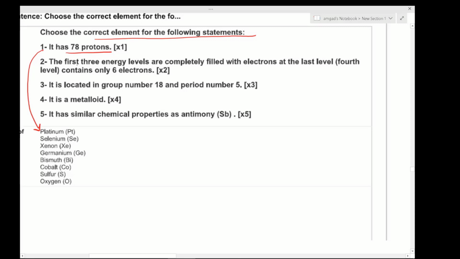The first three energy levels are completely filled with electrons. The last level, which is the fourth level, contains only 6 electrons. We look at the fourth row and 16th column. An element that has 4 levels is row number 4, and the last level has 6 electrons, so we are talking about column 16. So row 4, column 16. Look at your periodic table.